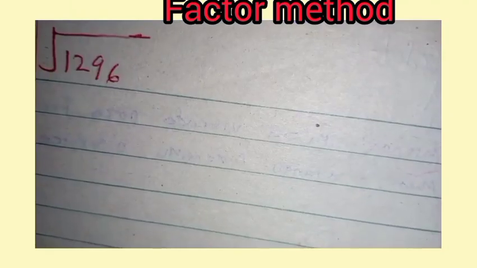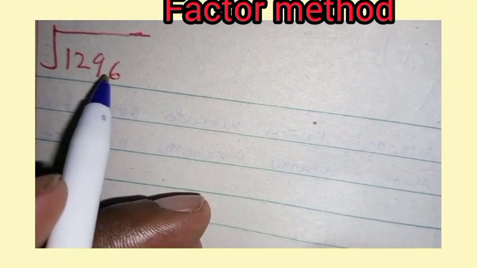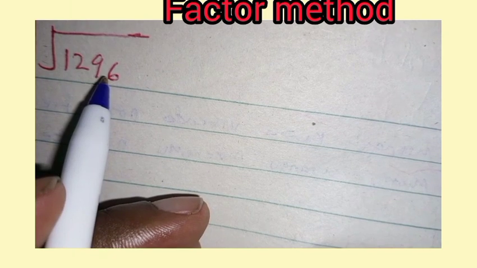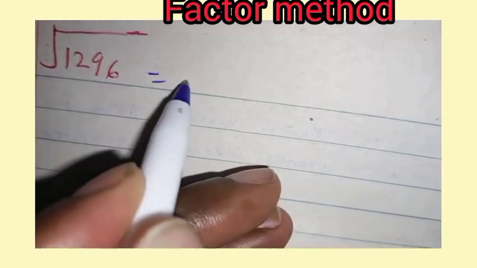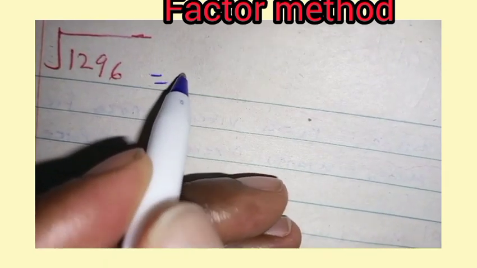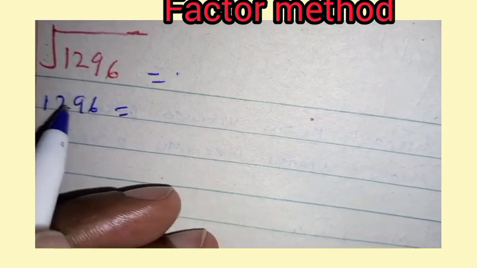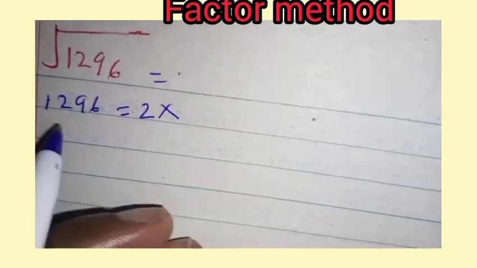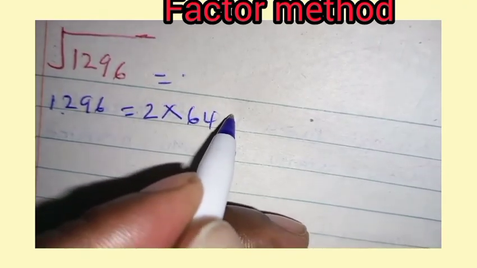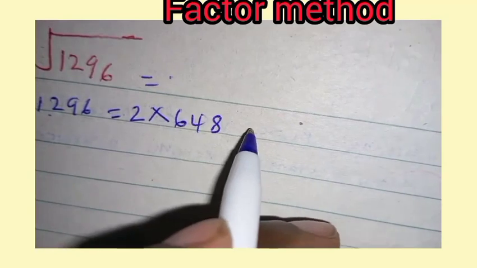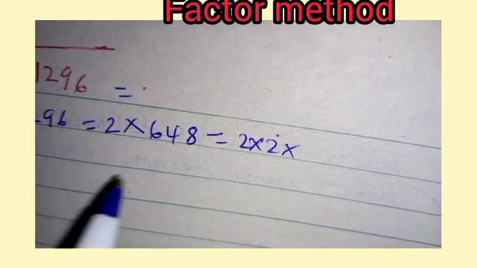Find the square root of 1,296 using the factor method. So what we are going to do is express 1,296 in terms of its prime factors. We can begin by dividing it by 2. We will have 2 times 648, since 12 divided by 2 gives you 6, and 9 divided by 2 gives you 4, carry 1, and then 6 by 2 gives 3. Then we divide this again by 2.